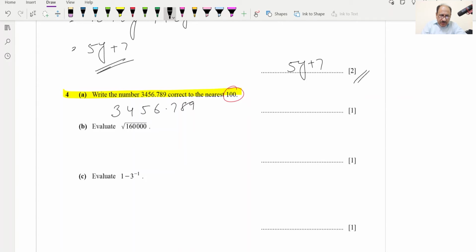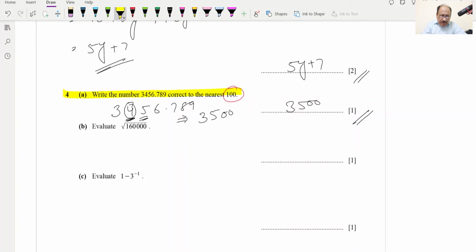100 position is this one, so we have to round up to this. So we can write it as 3, and we will check this number, which is 5. If it is 5 or more than 5, we will increase this 4 by 1, so it will be 3, 5, and we'll change 0, 0, so our answer will be 3, 5, 0, 0. 1-mark question, no working is required. I have written explanation for your understanding.